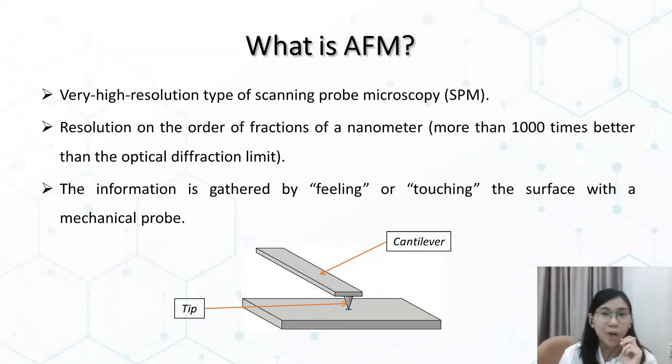In the case of AFM, the probe is a cantilever, generally having a tip at its free end. It uses a sharp tip on the end of a flexible cantilever to feel or touch the sample surface. When it scans very closely across a surface, it will detect forces present between the surface and the tip.